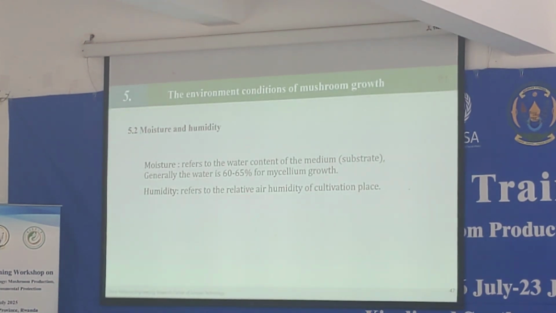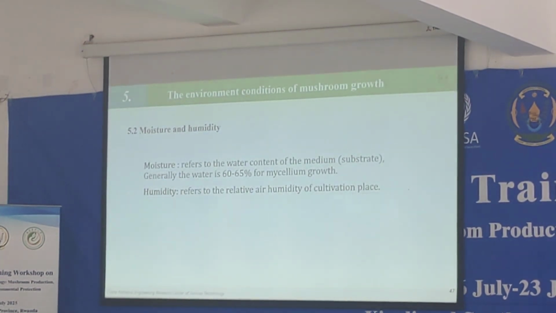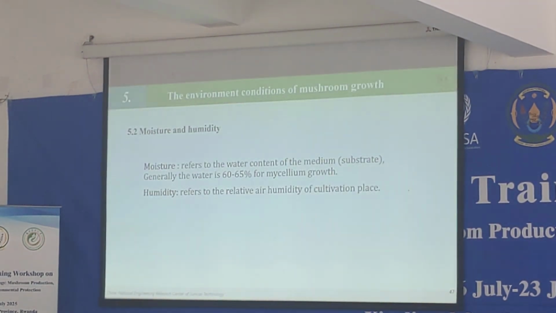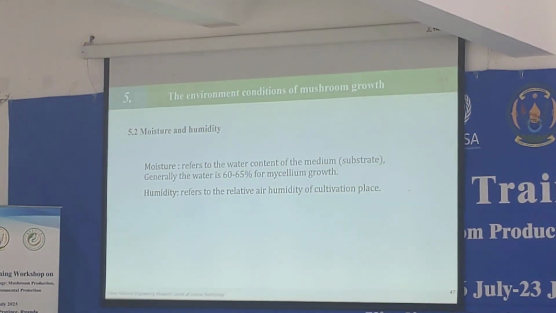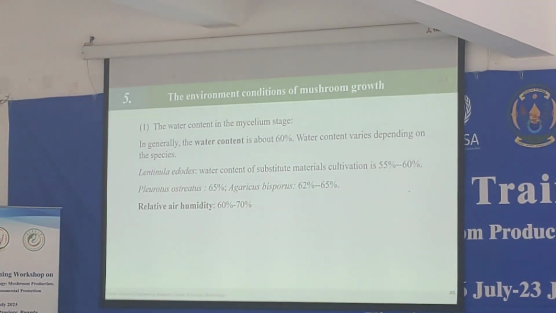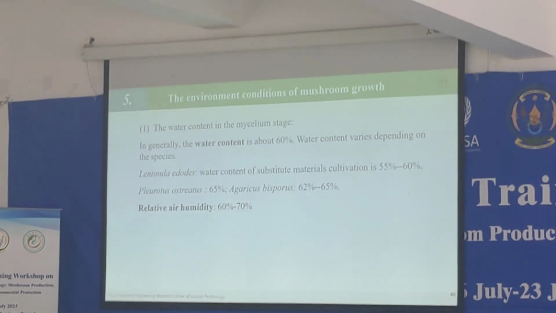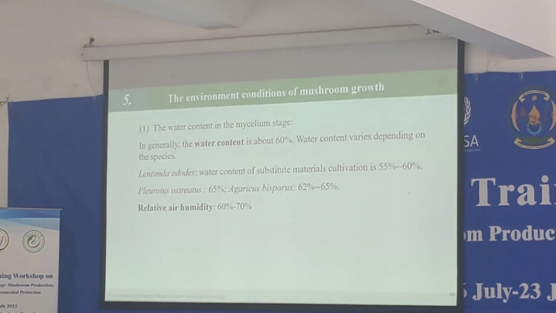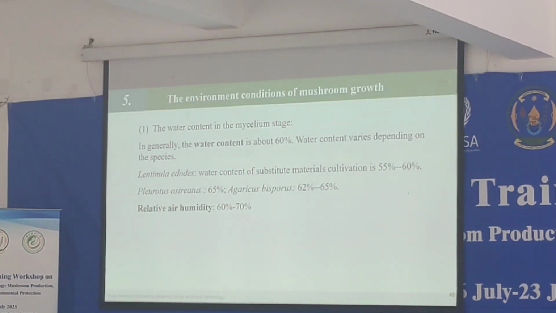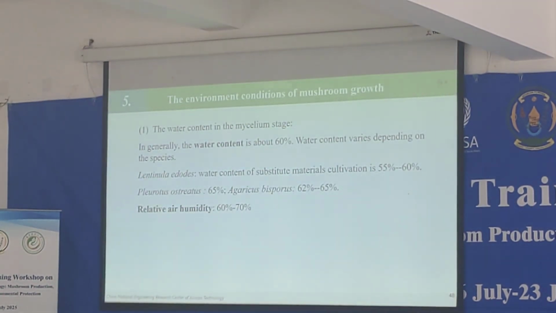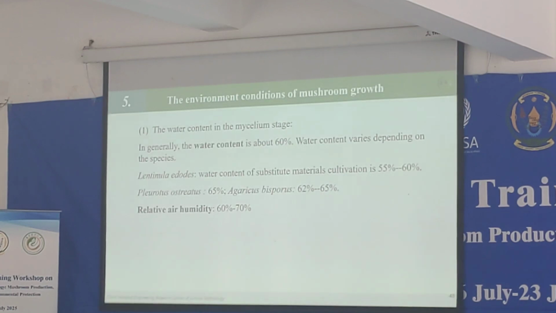Besides the moisture, we also call it humidity when we grow mushroom, the humidity of the air. We should keep a good humidity for fruiting body growth. Different varieties have a bit different moisture content, but normally around 60% for substrate, and some mushrooms 65%.